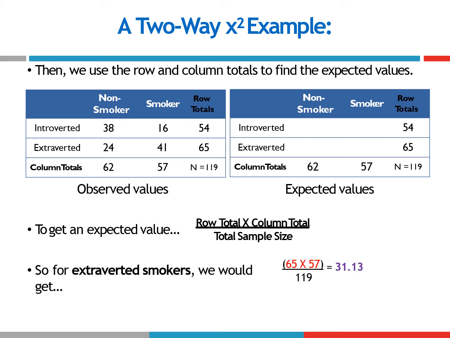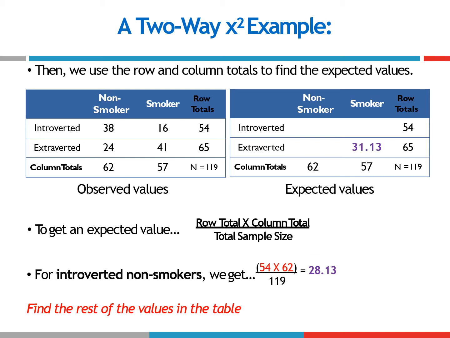Well, for extroverted smokers, to get the expected frequency, I would first go to my row total. In the table that I just showed you, the row total for extroverts is 65, and the column total for smokers is 57. So I would multiply 65 times 57 and divide by my total sample size, which is 119, and that would give me 31.13 for my expected value.